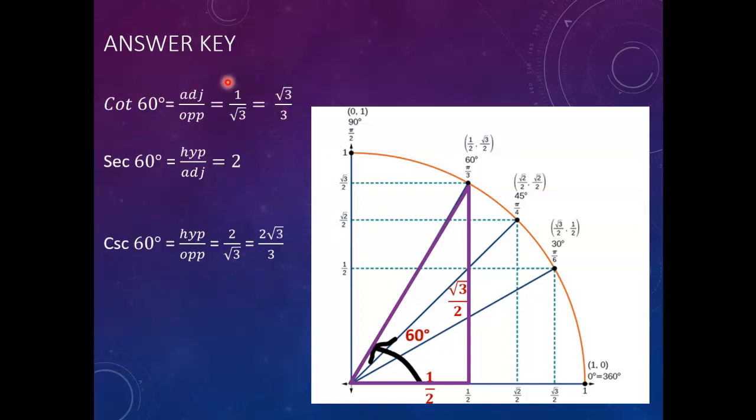And of course, the next 3 are just reciprocals of the first 3. Cotangent 60 degrees is the reciprocal of tangent 60 degrees, secant 60 degrees is the reciprocal of cosine, and cosecant 60 degrees is the reciprocal of sine 60 degrees. So here, we review that when there's a denominator that is in radical form, we multiply by square root of 3 over square root of 3 to rationalize. So we get this final answer, 2 square root of 3 over 3. And then 1 over square root of 3 is equal to square root of 3 over 3.